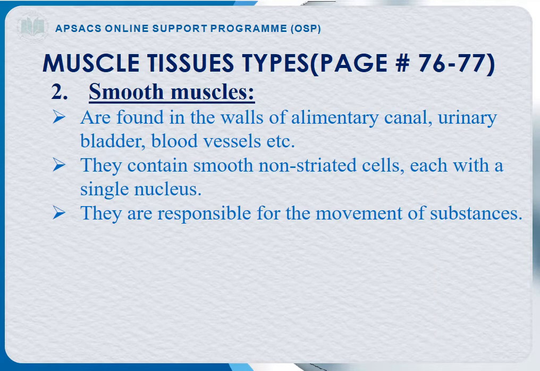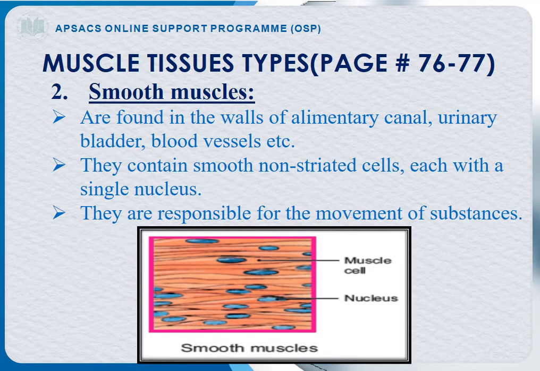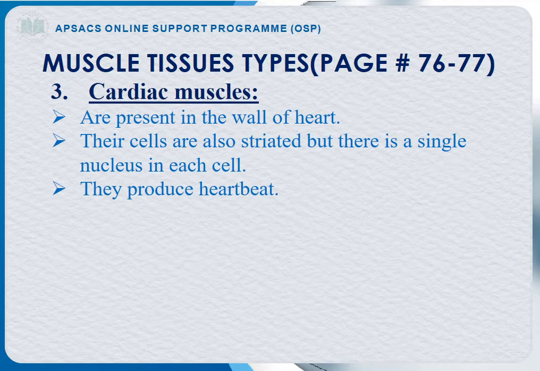Dear students, let's discuss the second one, smooth muscle, which is found in the alimentary canal, urinary bladder, and blood vessels. They contain non-striated cells, each with a single nucleus. They are responsible for the movement of substances. Take the example of the blood vessels, which help in the smooth passage of blood in your blood vessels. So they are responsible for the movement of substances like blood. Here's the diagram of the smooth muscles, where you can see the nucleus, and there are no red lines present on the cells, so that's why they are non-striated cells.